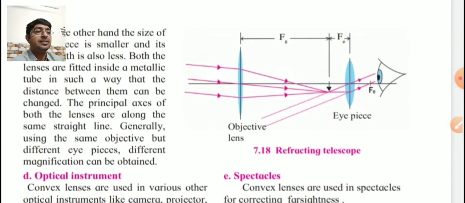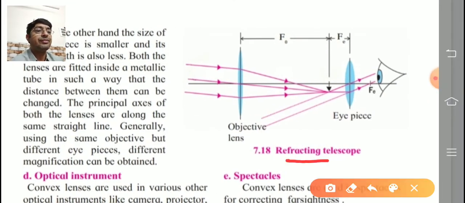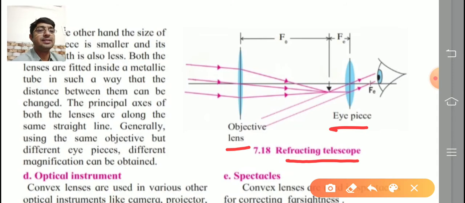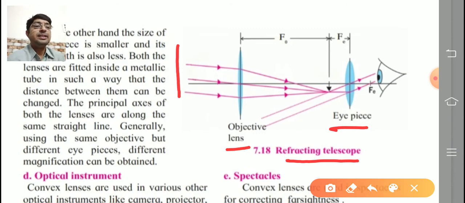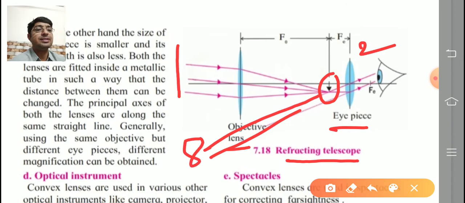So this is the ray diagram for a refracting telescope. The objective lens is bigger in size, the eyepiece is smaller in size. The object is at infinity or at a far distance from the lens, so incident rays are parallel, so the image is formed at this place. This image acts as an object for this second lens, that is the eyepiece, and then the image is formed at infinite distance.